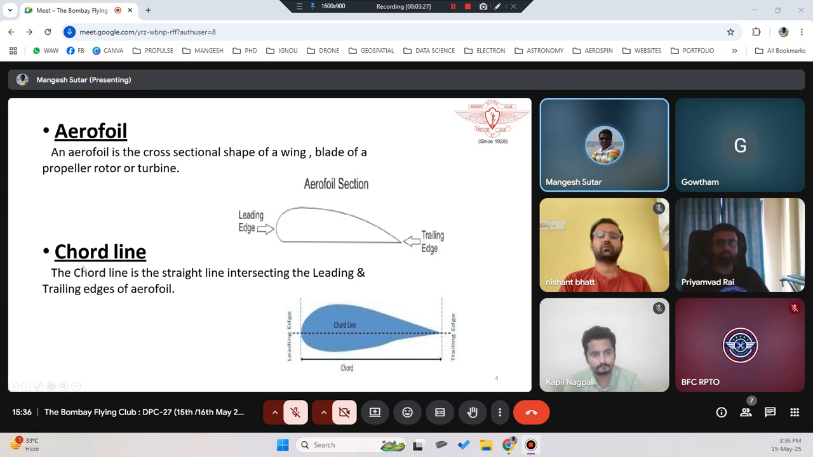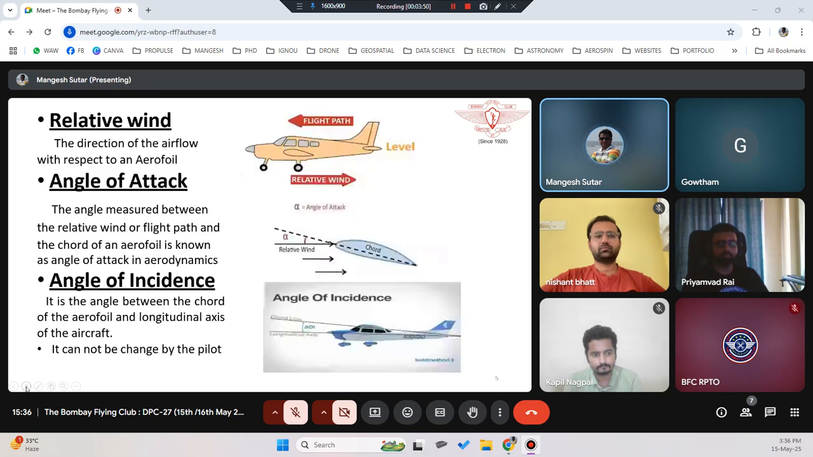Now there is something called a chord line. A chord line is nothing but a straight line intersecting the leading and the trailing edge of the airfoil. So right from the leading edge till the trailing edge, we draw a straight line, that is called the chord line. This chord line plays a very important role in lift. Okay, let's see the next.